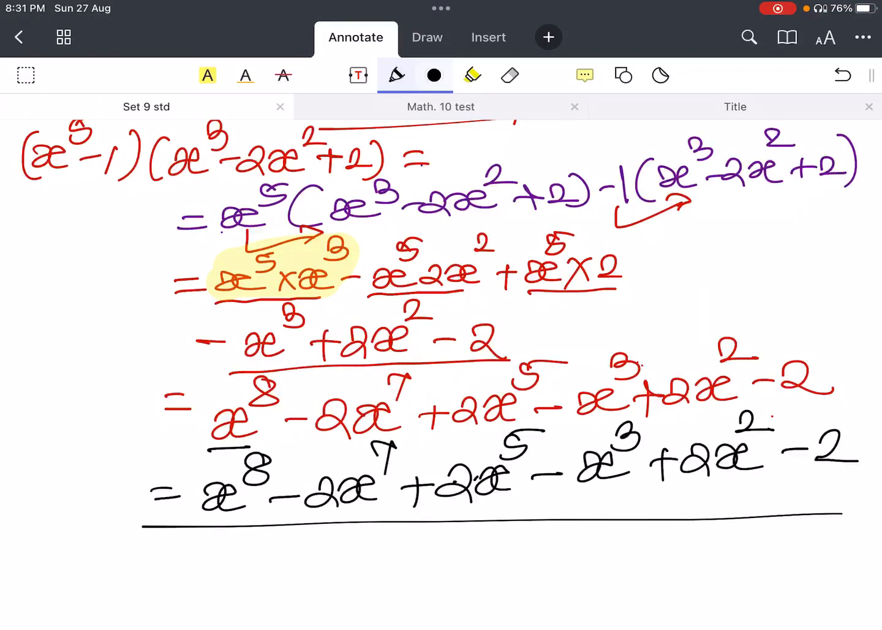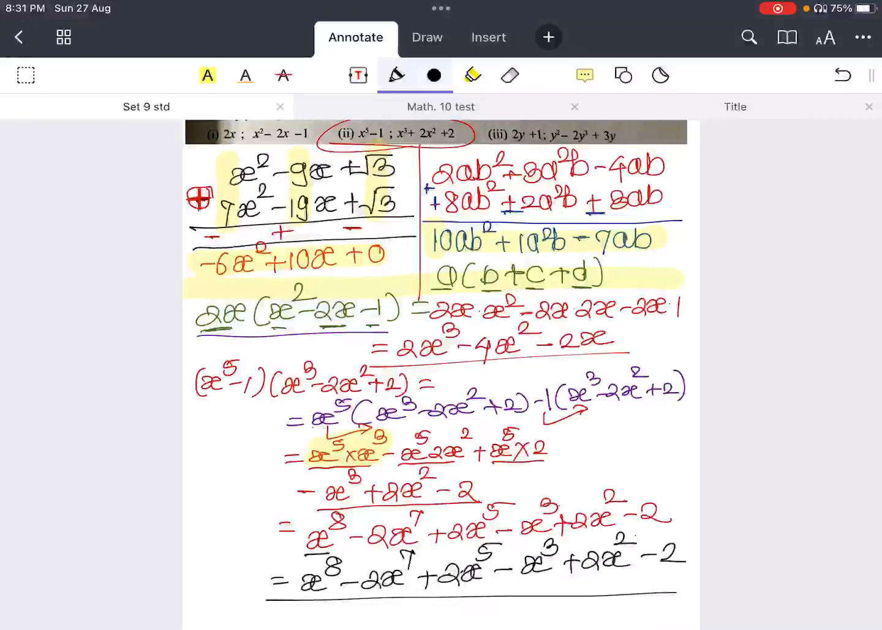Clear? So likewise, we have to solve the examples. So this is a multiplication method, and for this you will get the answer x raised to 8 plus 2x square, sorry, plus 2x raised to 5 minus x cubed plus 2x square minus 2. So similarly, we have to solve this type of examples. Okay, so let's move to the next question.